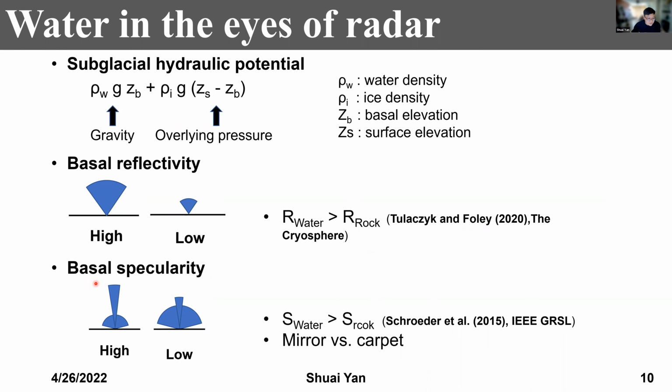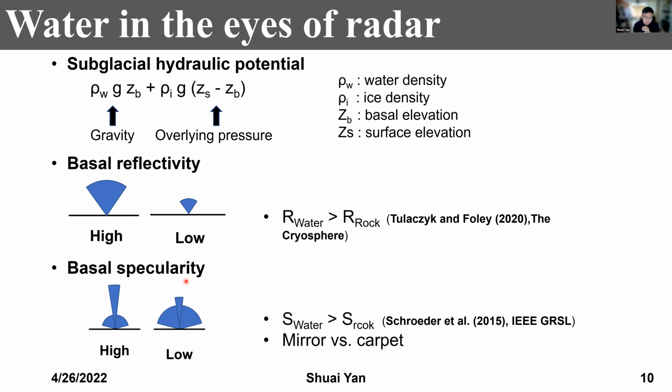And the third one is specularity, which basically describes, for a certain amount of reflected energy, how much of it is directly toward the right angle and how much of it is scattered to all the other angles. And my favorite quote on this one is from my advisor, Don. He once said, just imagine a mirror versus a carpet.